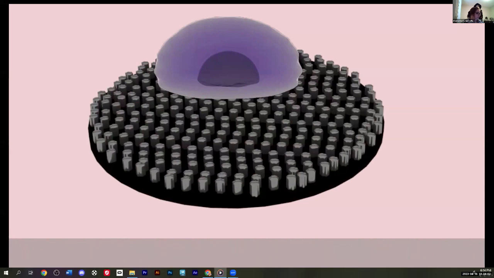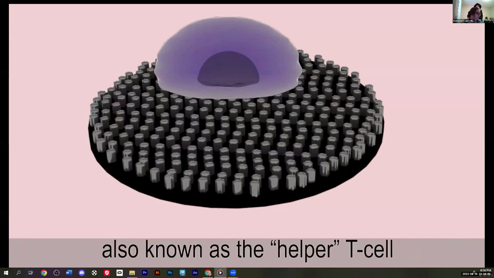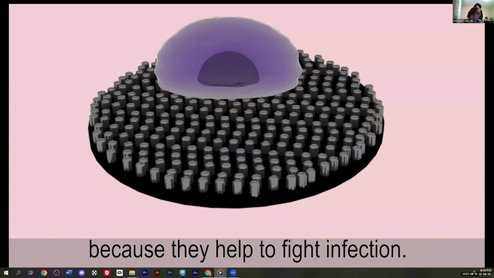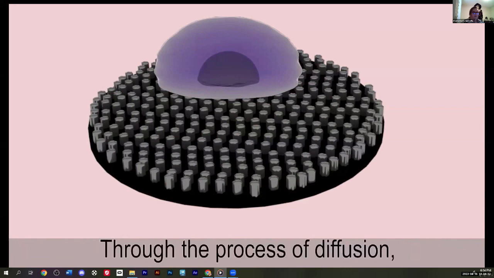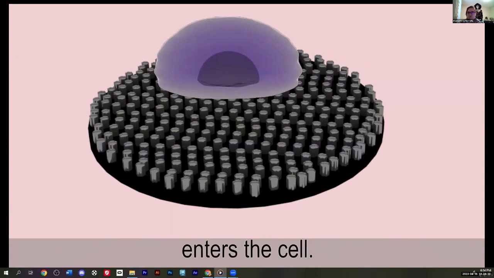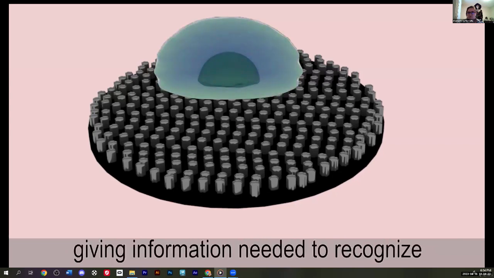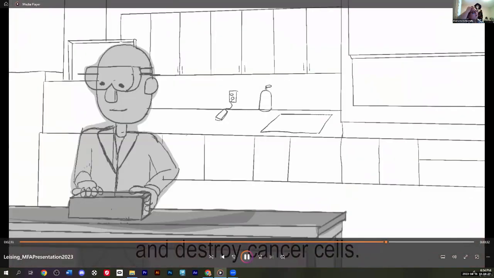system. For example, this is a CD4 T cell, also known as the helper T cell, because they help to fight infections. Through the process of diffusion, genetic material coated on the nanotubes enters the cell. The material can alter the cell's DNA, giving information needed to recognize and destroy cancer cells.